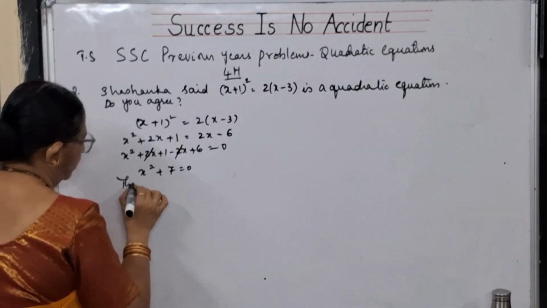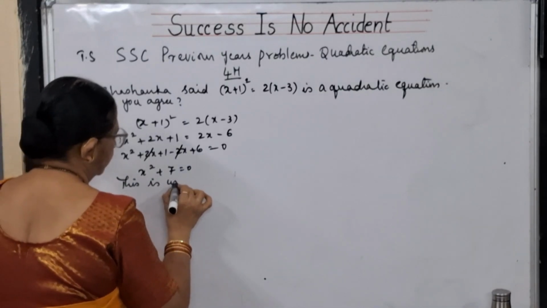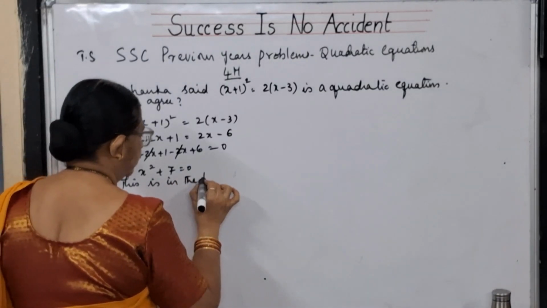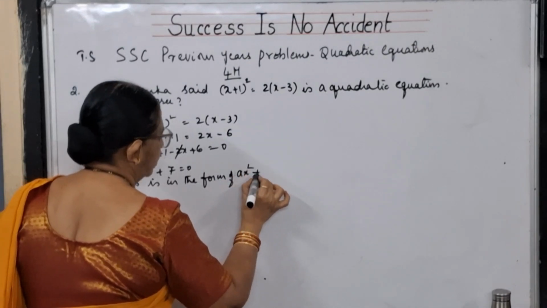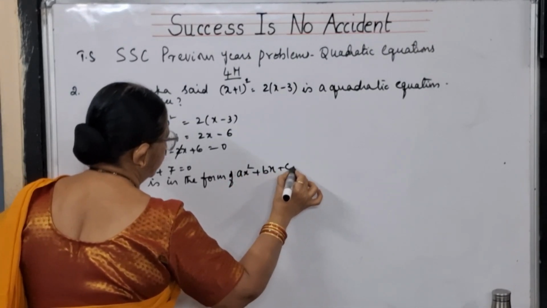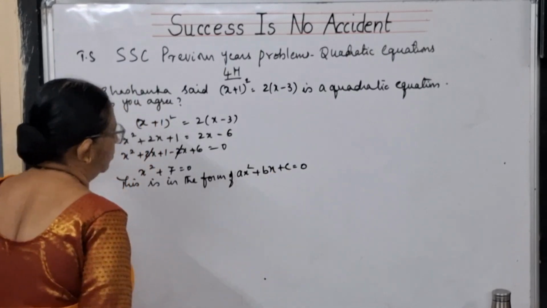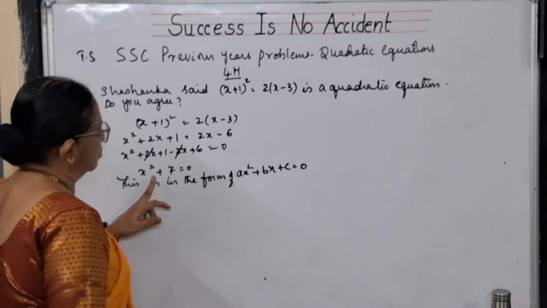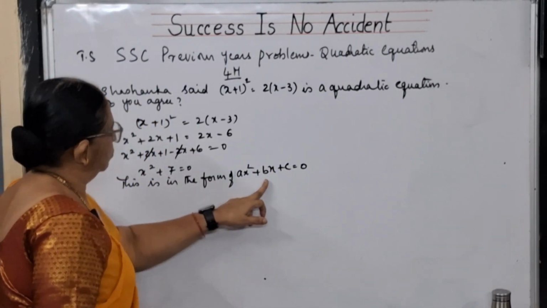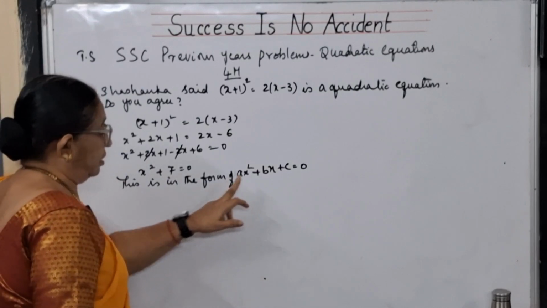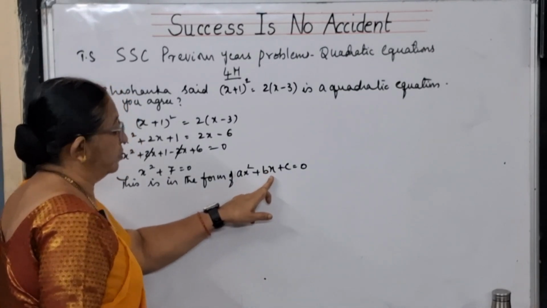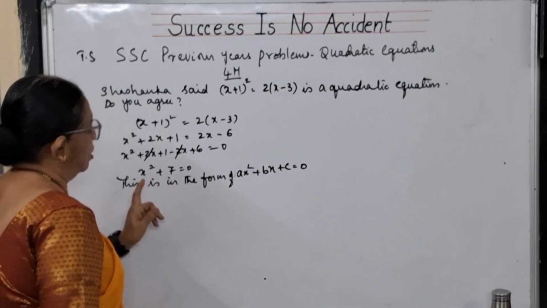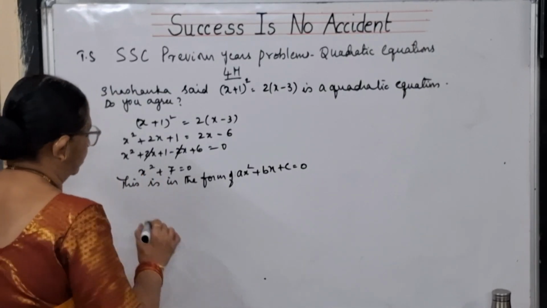So, we'll say that this is in the form of ax square plus bx plus c is equal to 0. You may have a doubt, children. There is no x coefficient. Then why did you consider it like this? It is because in case b is equal to 0, you will not be having x. That is why there is no x. But it is a quadratic equation.